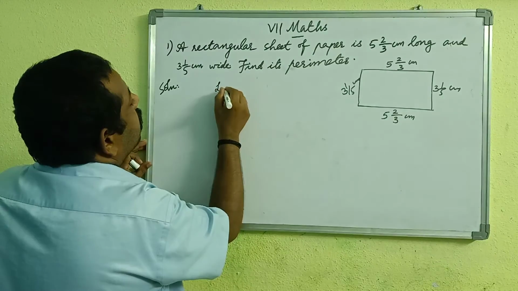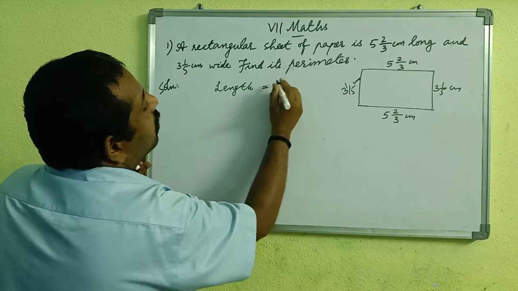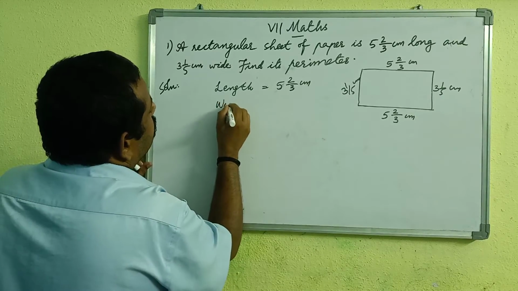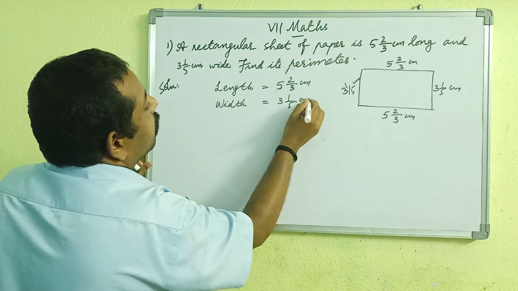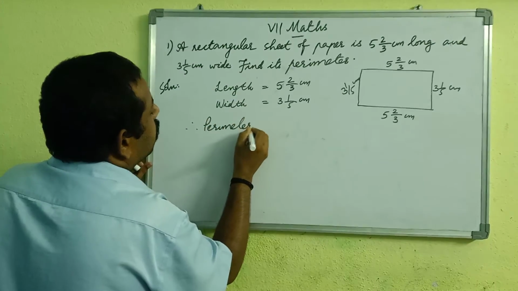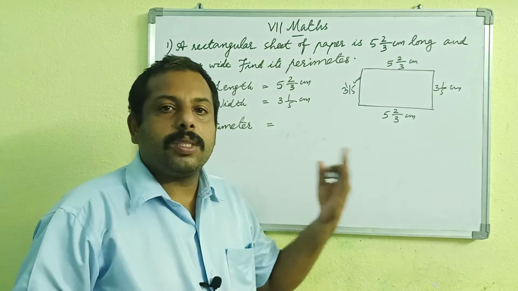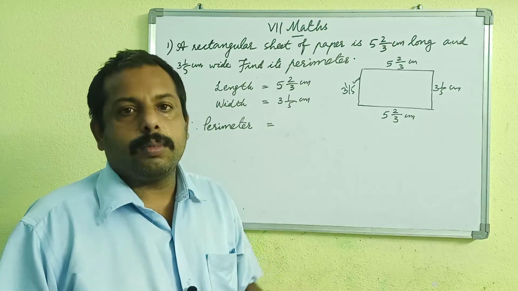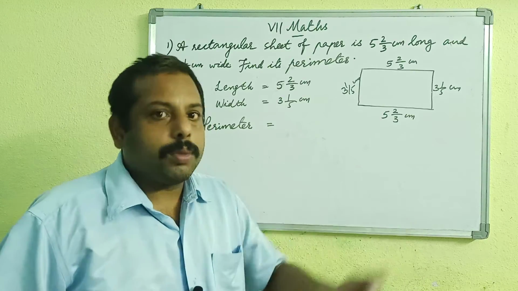So we can write length is equal to 5 2/3 centimeters. Width, otherwise called breadth, is equal to 3 1/5 centimeters. Therefore, perimeter: actually the formula is 2 into length plus breadth. But we are not going to use the formula here because multiplication we are going to learn in the next class, or after 2 classes.